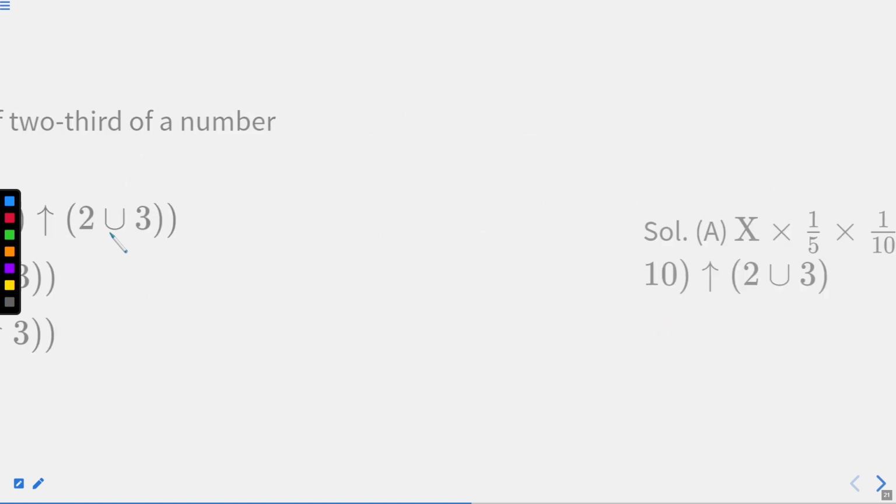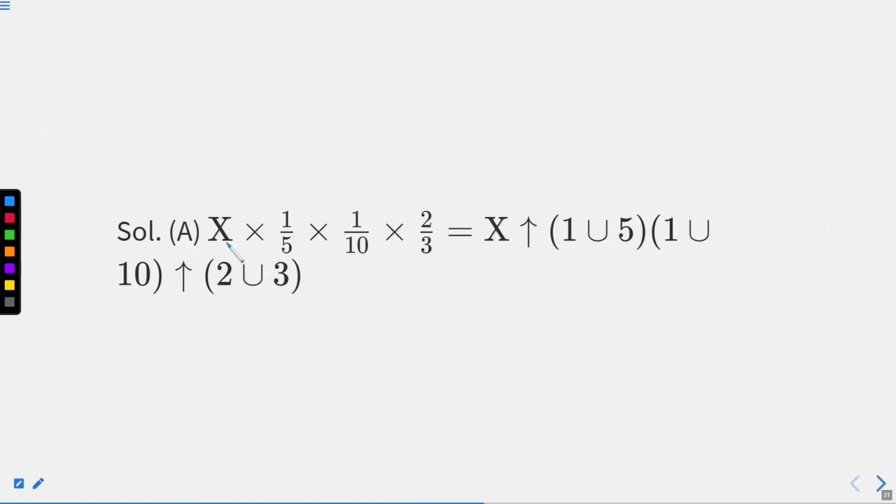Now you'll see it in a very clear manner. In option A, x is multiplied by 1/5, multiplied by 1/10, multiplied by 2/3. So this is what we call 1/5. This is what we call 1/10. This is what we call 2/3. So this expression satisfies. So option A is our answer for this particular question. Again, I hope you find it easy. Here we are using different symbols for different mathematical operations, right?